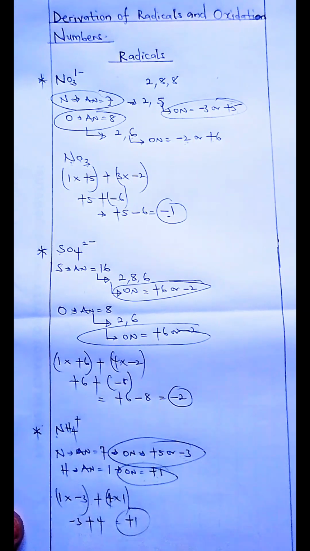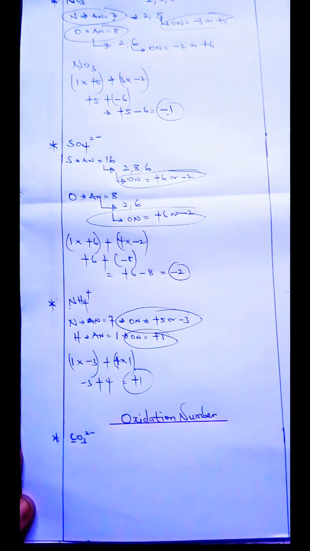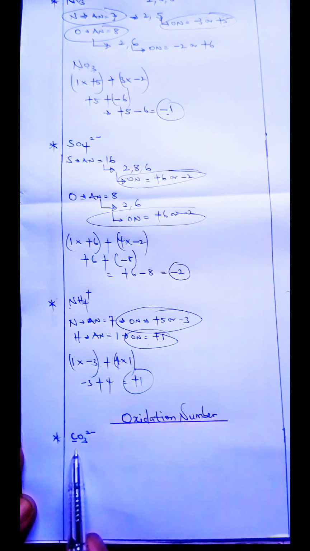So just our plus. So that's that for the radicals. Okay, now here's the first question on how we could get our oxidation numbers or our valency from a given known ion. Now, as you can see, this ion is already known.